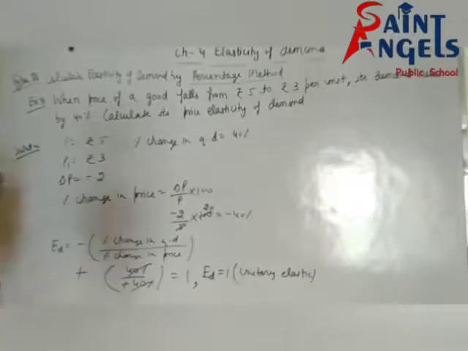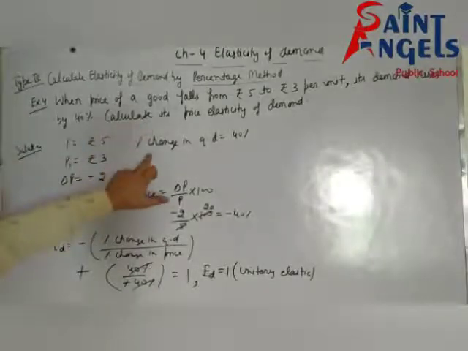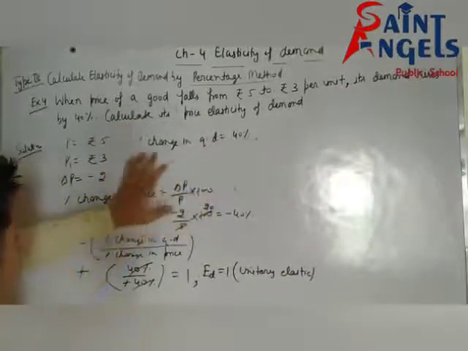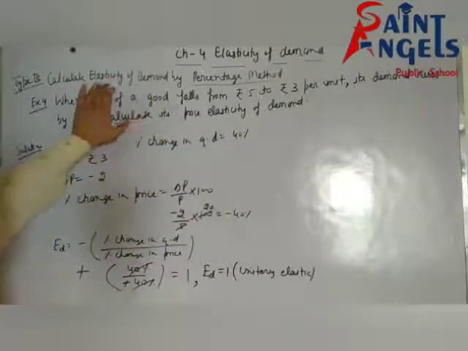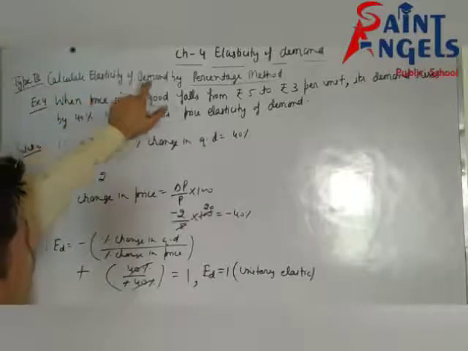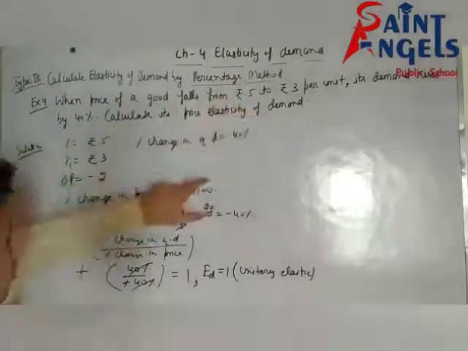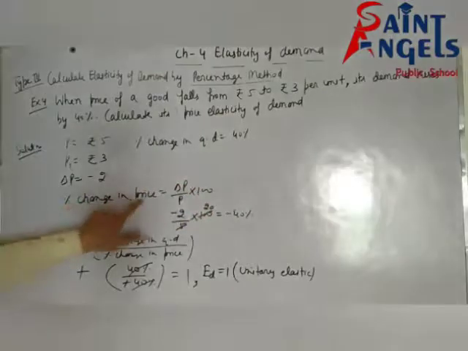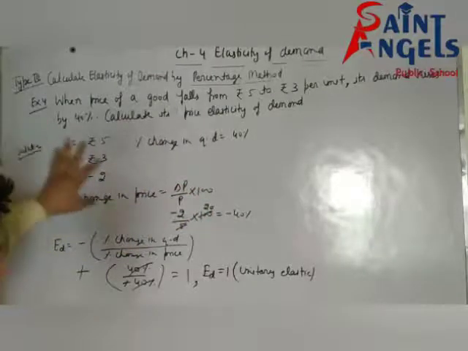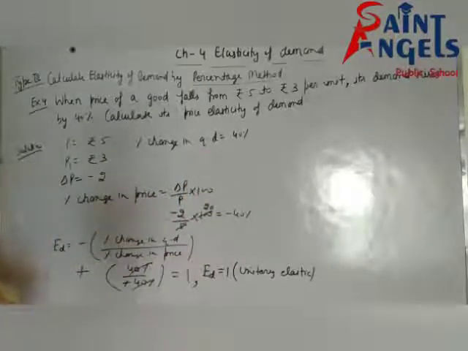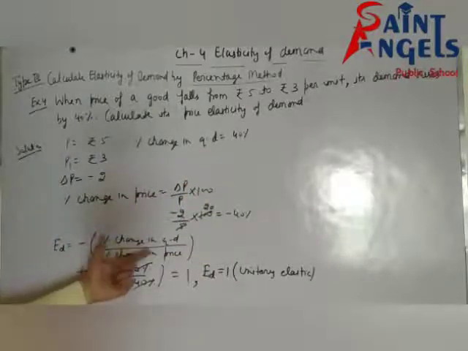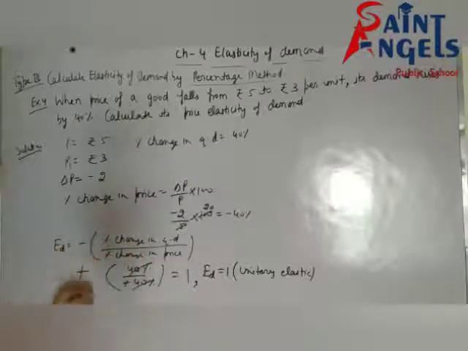So I hope, see, in this question percentage change in quantity demanded is given, but percentage change in price is not given, and in this method we have to find elasticity of demand by percentage method. So first of all we will find percentage change in price with the help of this information, which will be equal to minus 40%, and you will use this formula, and you will get your answer. So please pause the video and note down this.